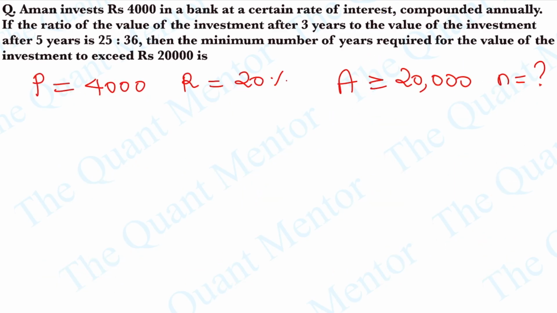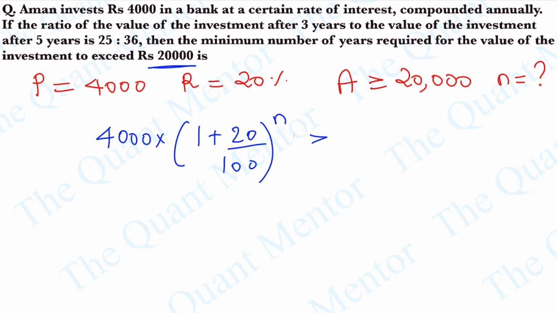And now finally, we have the principal 4,000. The rate of interest is 20% per annum compounded annually. And the amount should be greater than or equal to 20,000 as per the question. How much is the time period, or number of years, required, N? So the amount will be principal into (1 plus R by 100) raised to N. (1 plus 20 upon 100) raised to N should be greater than or equal to 20,000. Now I'll divide both sides by 4,000, and (1 plus 20 upon 100) raised to N can be simply written as 1.2 raised to N. So 1.2 raised to N will be greater than or equal to 20,000 divided by 4,000, which is 5.